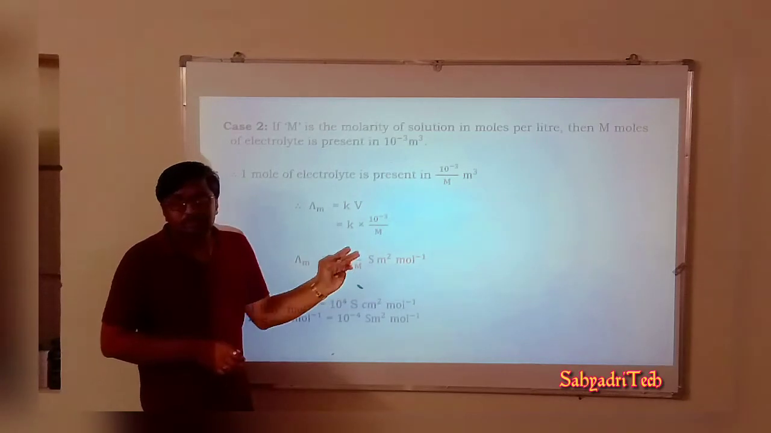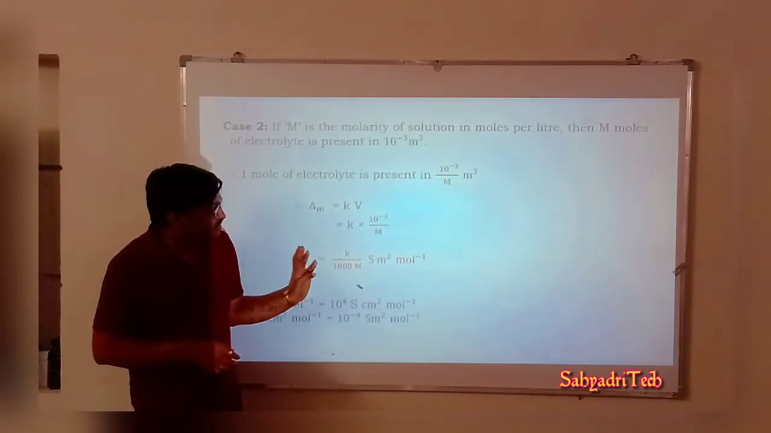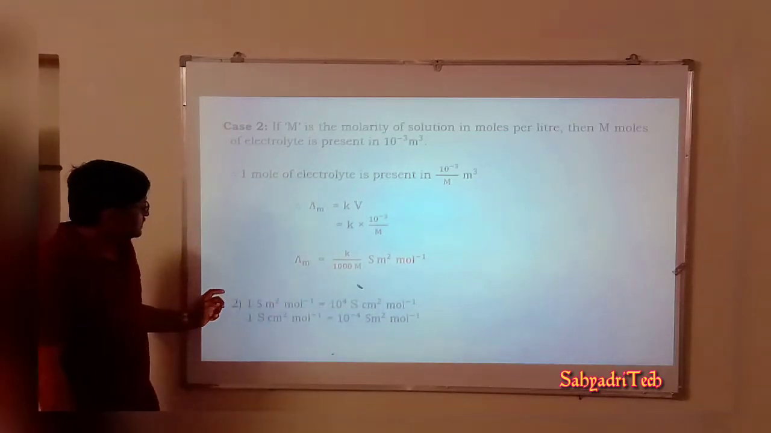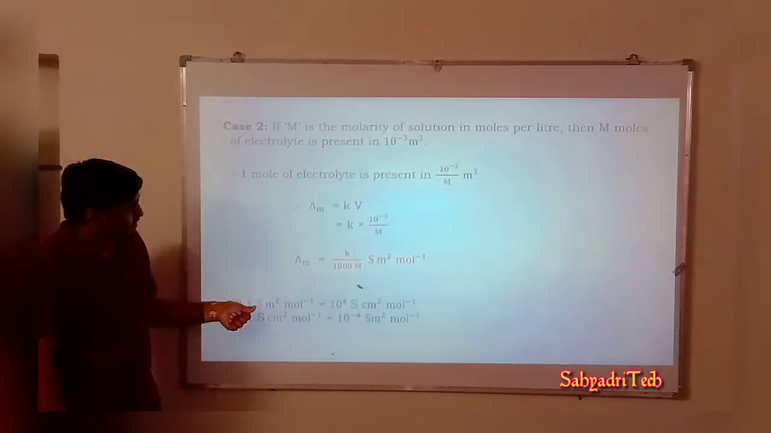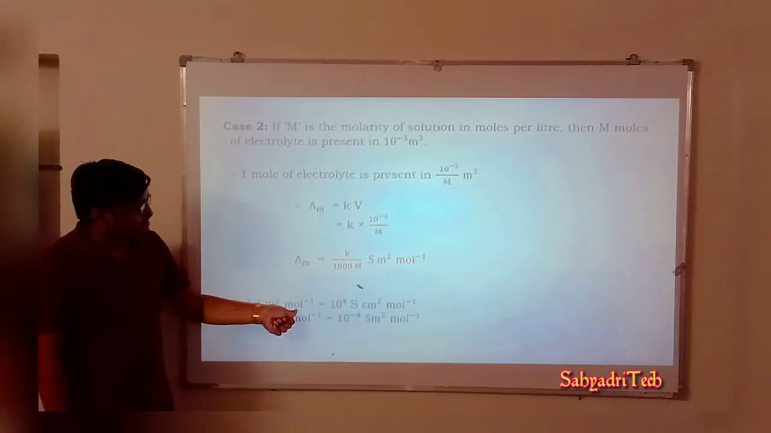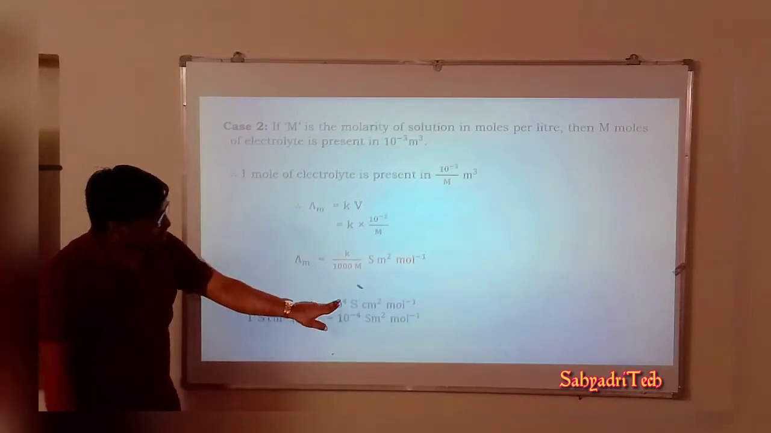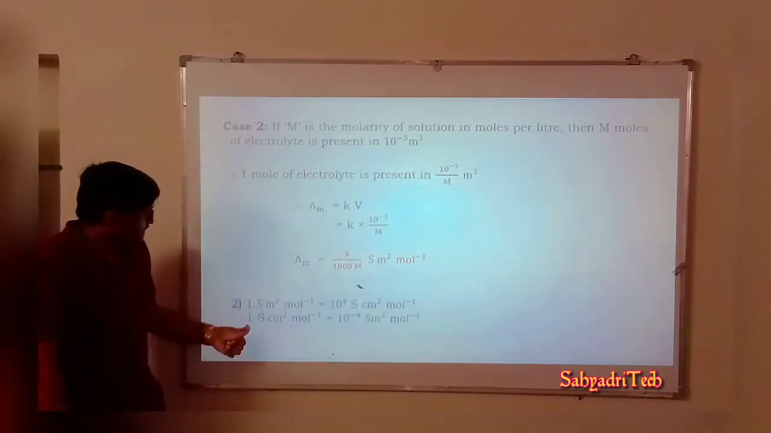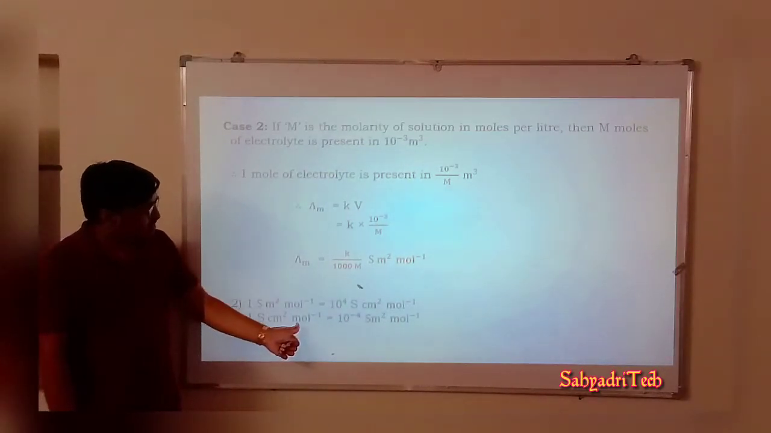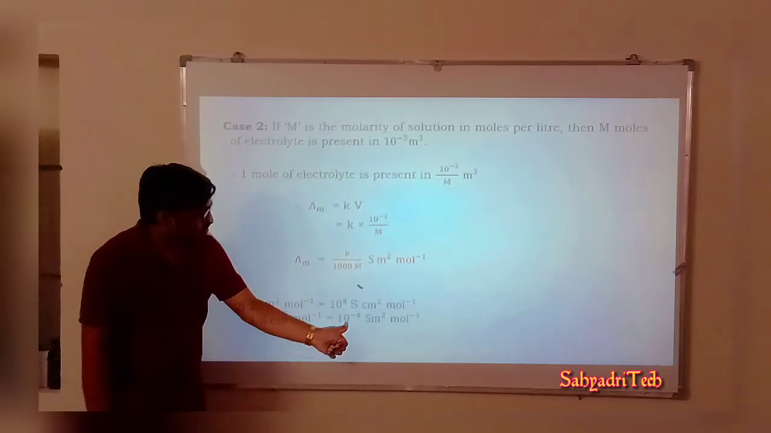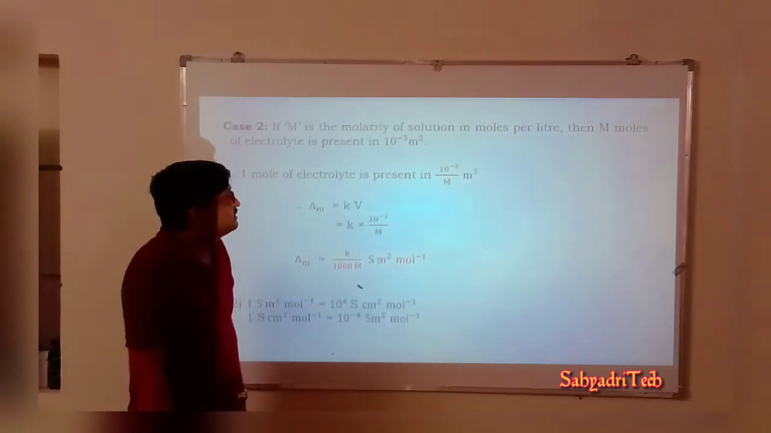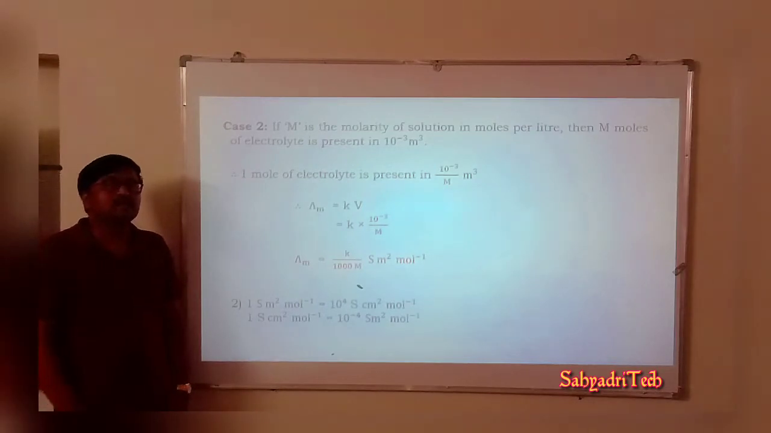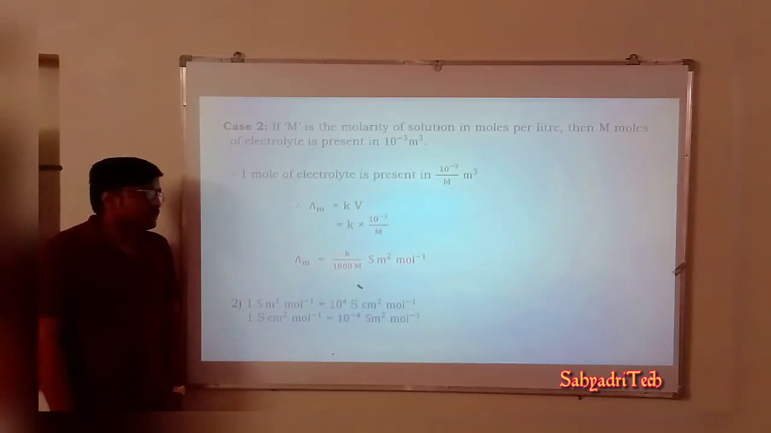Any of the forms can be used, and according to that the unit must be remembered. And two important things are the interconversions. So 1 Siemens meter square per mole is equal to 10 raised to 4 Siemens centimeter square per mole. Further, 1 Siemens centimeter square per mole is equal to 10 raised to minus 4 Siemens meter square per mole. So this is regarding molar conductance, or I can say molar conductivity.